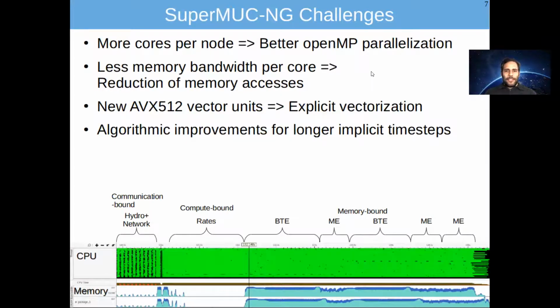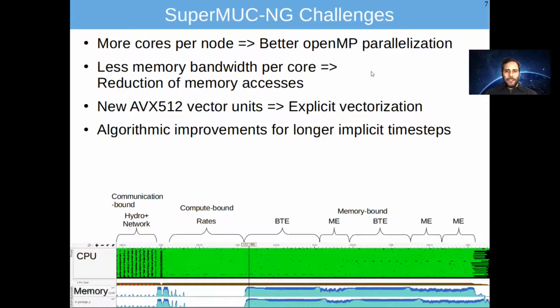But the new SuperMUC-NG also posed some challenges. The new Skylake processors offer more cores per node, which meant we needed to increase the OpenMP parallelization of our code. As they are more coarse, but not significantly more memory bandwidth, the reduction of memory accesses is becoming more and more important. Furthermore, the new AVX512 vector units meant that special optimization work needed to be done on every loop in the code to get good vector performance, augmented by explicit directives where necessary.